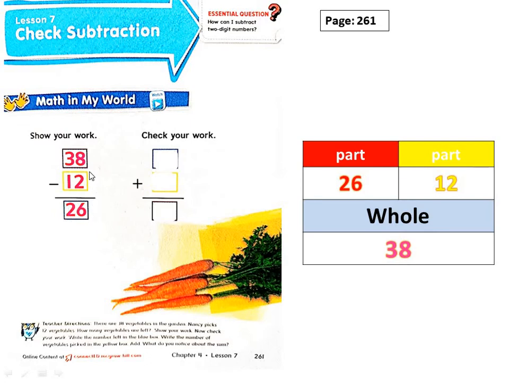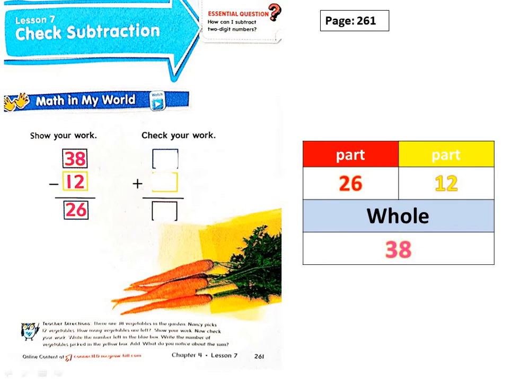As you see here, we are subtracting one part from the whole. So 38 minus 12 equals the other part, which is 26. Now, if we add these two parts, we should get 38. If so, we know that our answer is correct, which is 26.